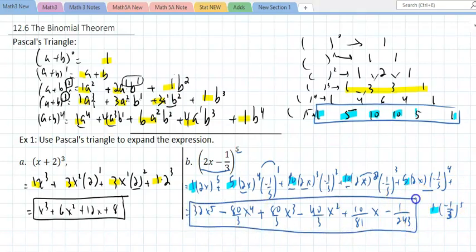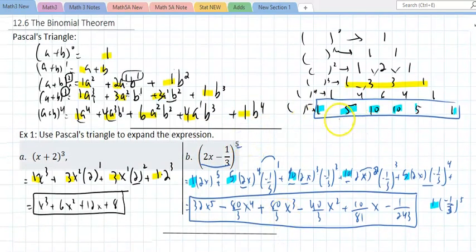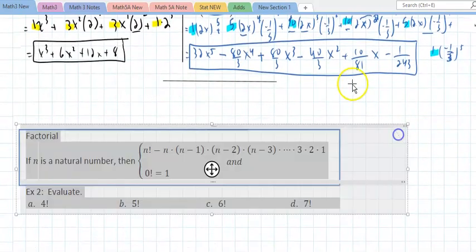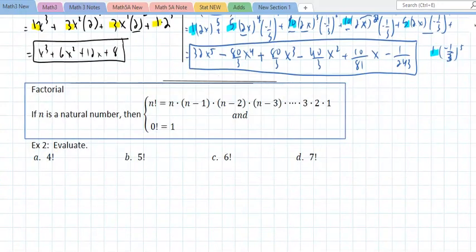The issue with Pascal, again, if I want the 50th power, I need to list this 50 times. And that's where the binomial theorem came in, and it turns out to be a bit more useful to find specific terms than Pascal. We need to talk about factorial.